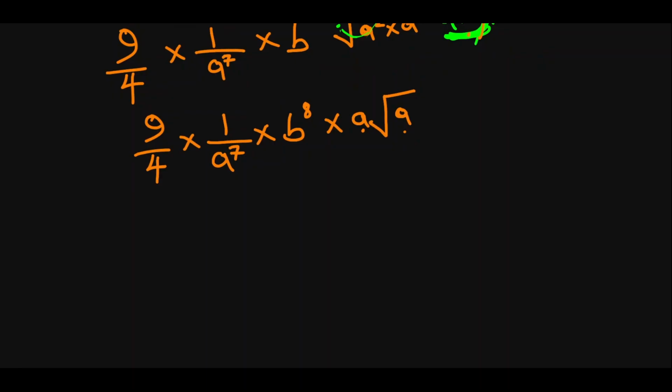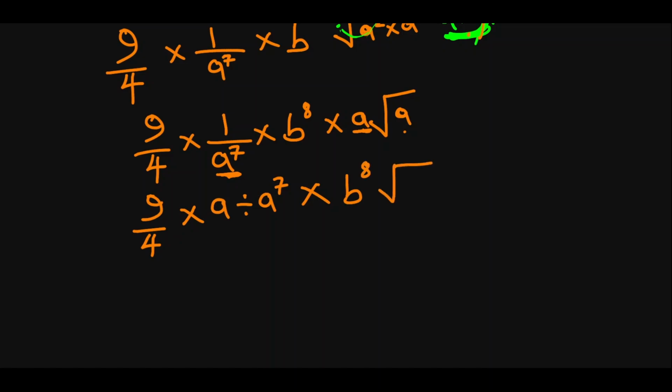So if we now combine like terms again in the multiplication family way, it gives us 9 over 4 times a divided by a to the power of 7. That is, I took this a here and I'm dividing it by this a to the power of 7. Then times b to the power of 8 root a. That is just this and this.